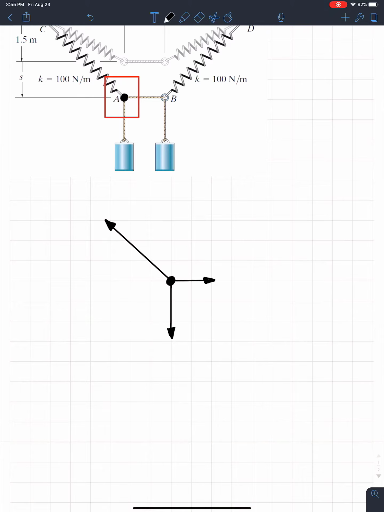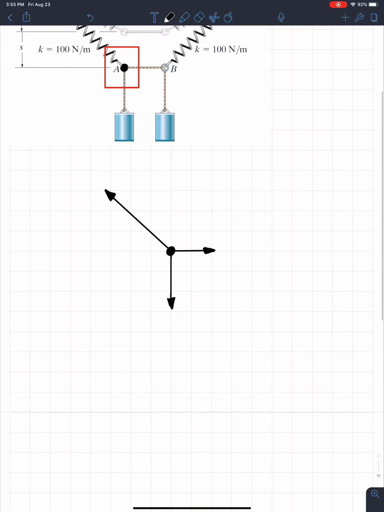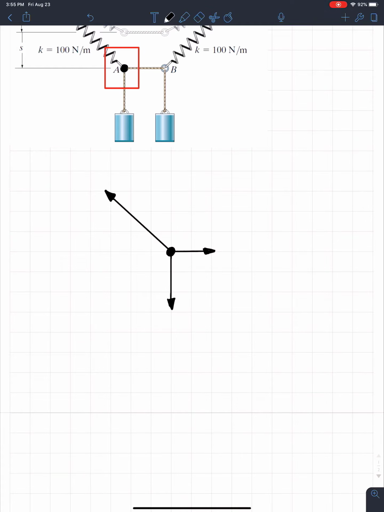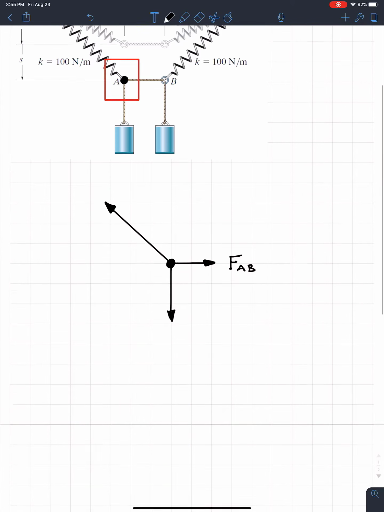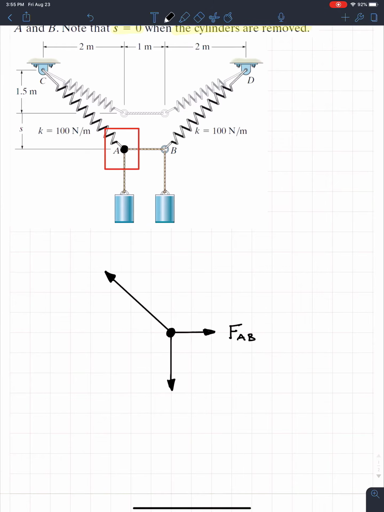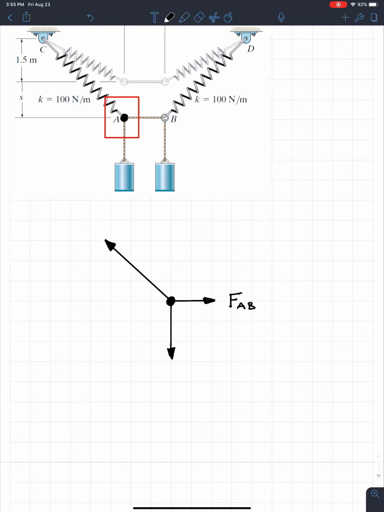Perfect. So what I like to do is just label all these forces. This force 1 here goes from A to B, so I'm just going to put force AB. The force AC, well, that's the spring force. Because we only have one spring in this equilibrium, I'm just going to go FS, the force of the spring.